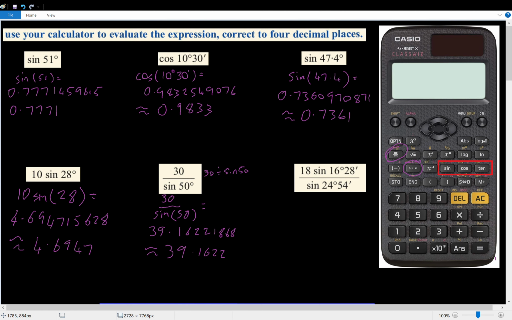And the reason we use the fraction button for that is because when we get more complicated ones like this, it's actually just easier to put them all together as a fraction, rather than working with brackets and division signs and stuff.